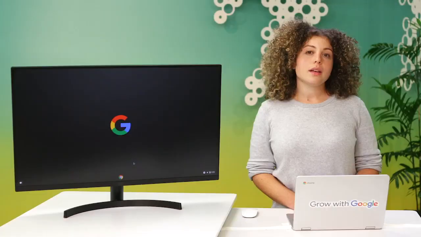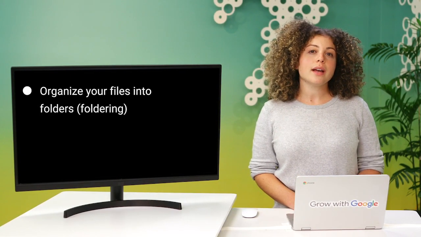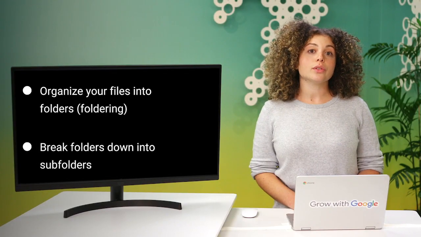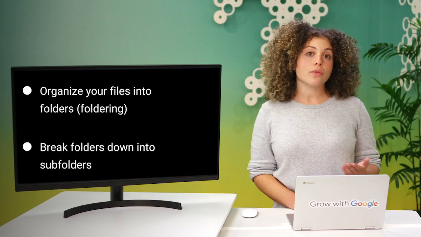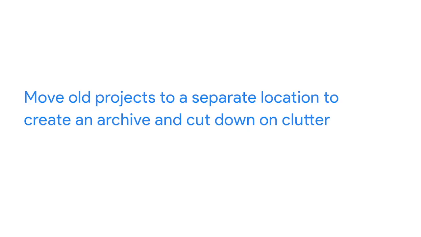And speaking of easily finding things, organizing your files into folders helps keep project-related files together in one place. This is called foldering. For example, all of the files related to your vacation plan might go in the Vacation 2025 folder. You might then break that folder down even further by creating subfolders like itinerary or photos, depending on what else you'd like to easily access. It can also be useful to move old projects to a separate location to create an archive and cut down on clutter.